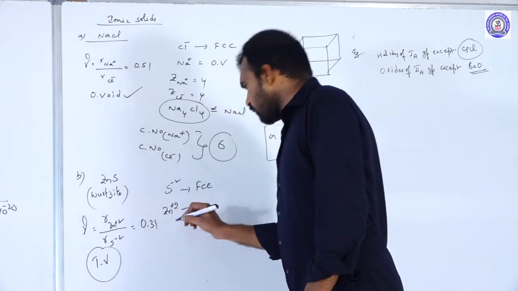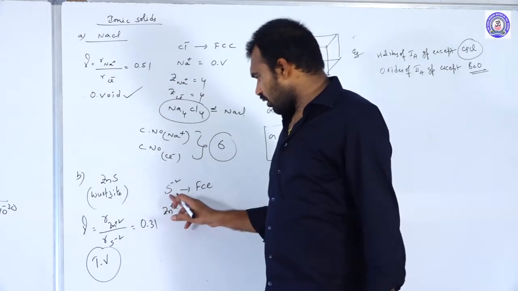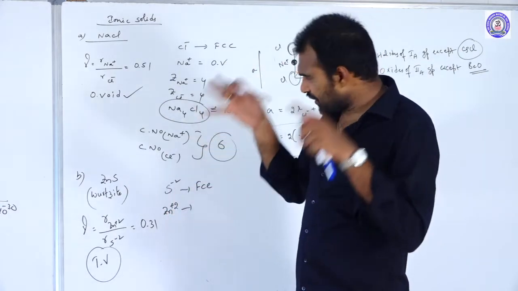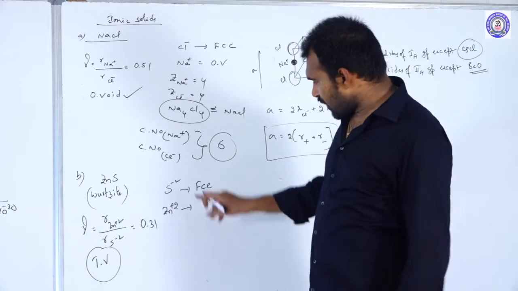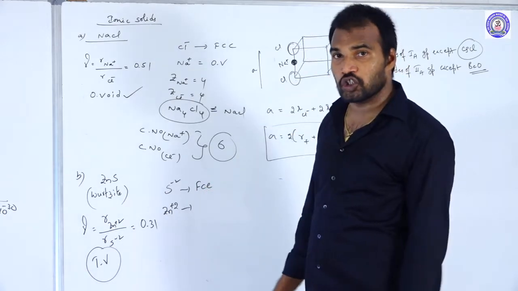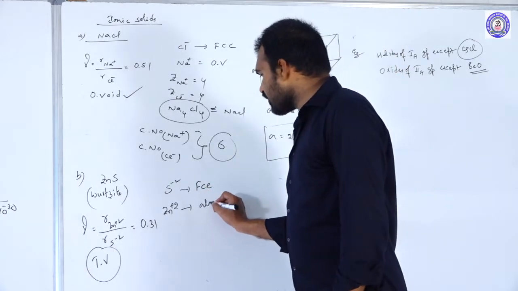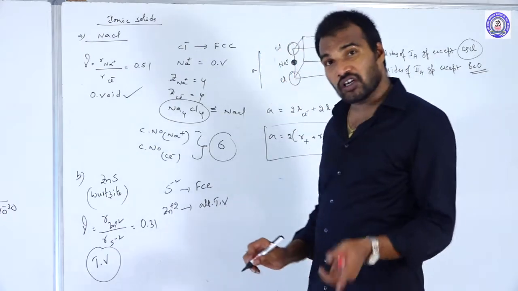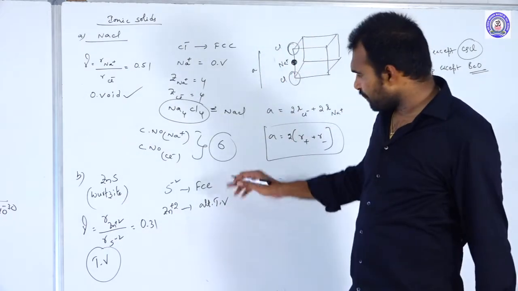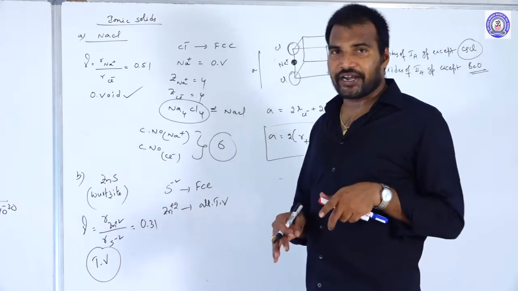Zn plus 2 will occupy... So it is what? FCC means 4. So definitely 4 Zn plus 2 ions are present. But Zn plus 2 ions will occupy alternate tetrahedral voids. Why? Because usually for FCC, how many tetrahedral voids are there?